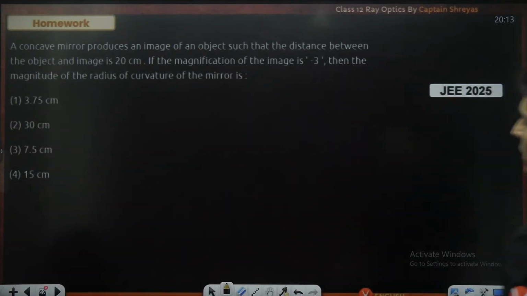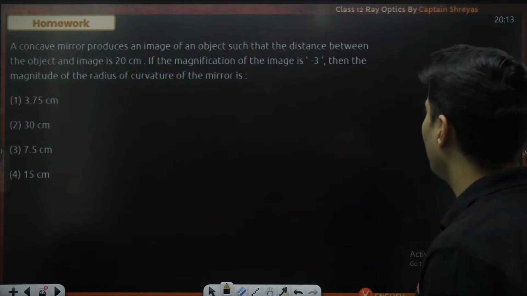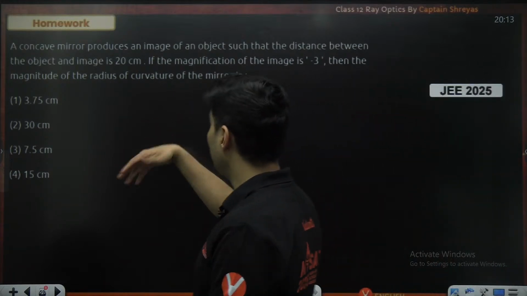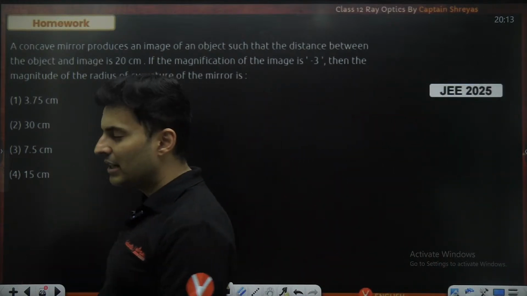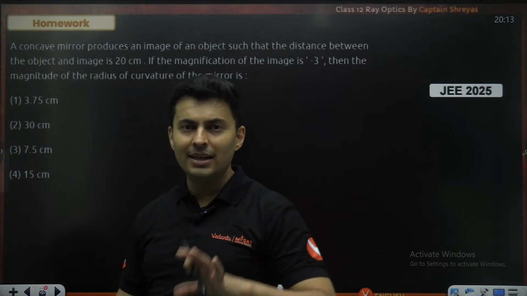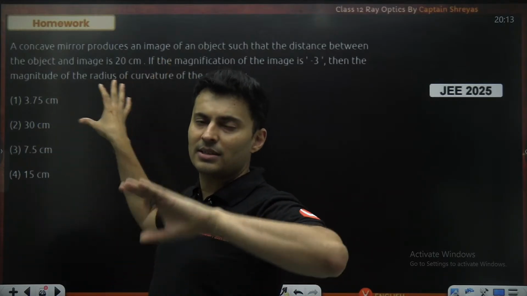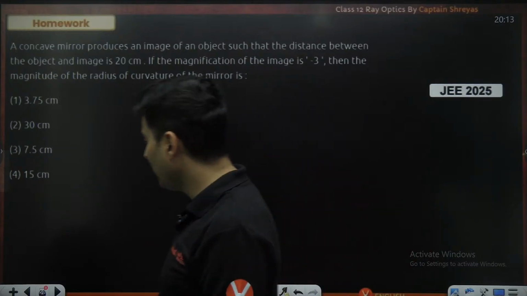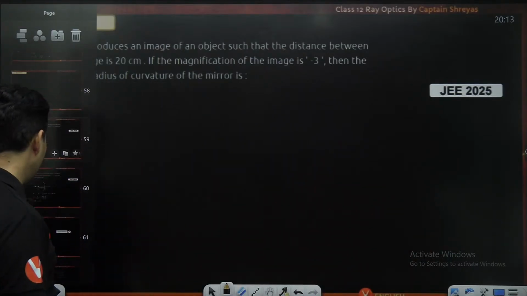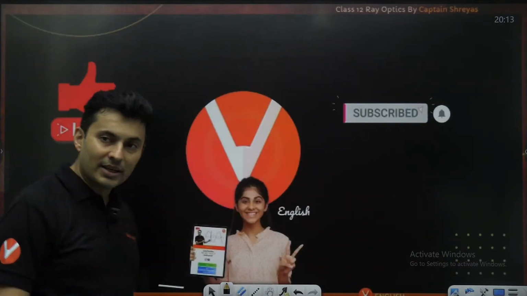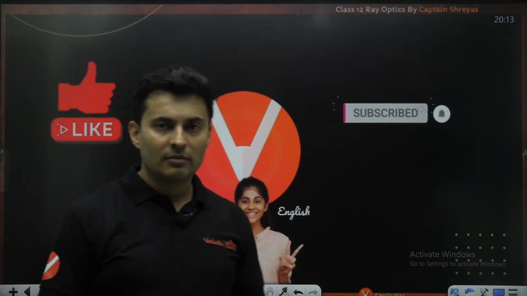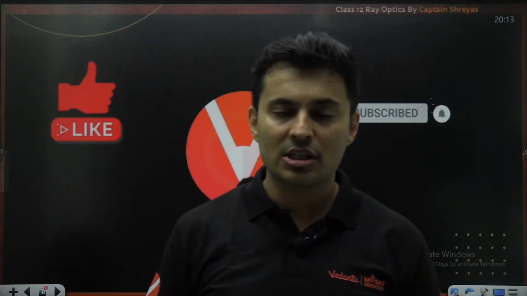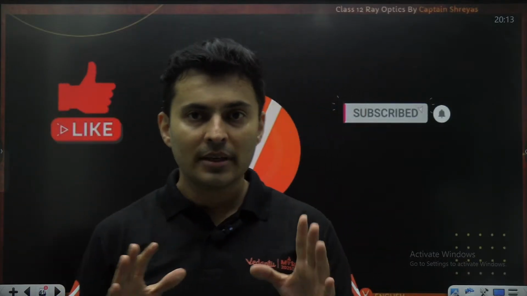A concave mirror is placed, object and image distance is given, the magnification is -3, and the magnitude of the radius of curvature of the mirror is asked. So if radius of curvature is asked, focal length you have to find. The method of solving this question is very similar to the one which we just solved. This was asked this year. Okay, try it out. The answer is there on the next slide with the solution, but you will get the solution after a day with the PDF in the comment section and in the description box. So keep an eye on it.